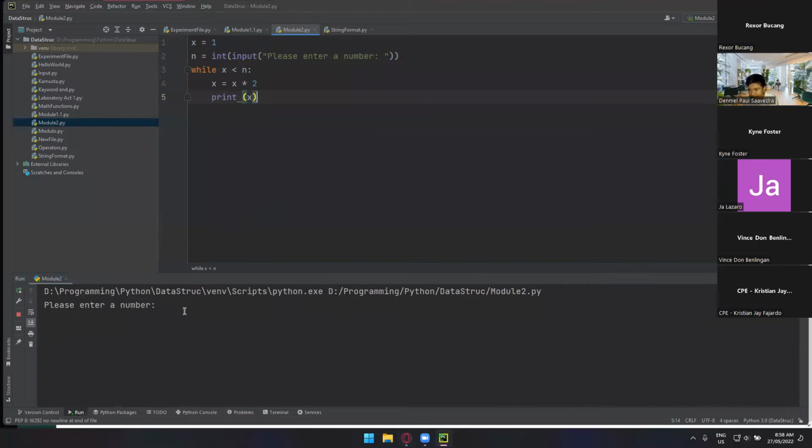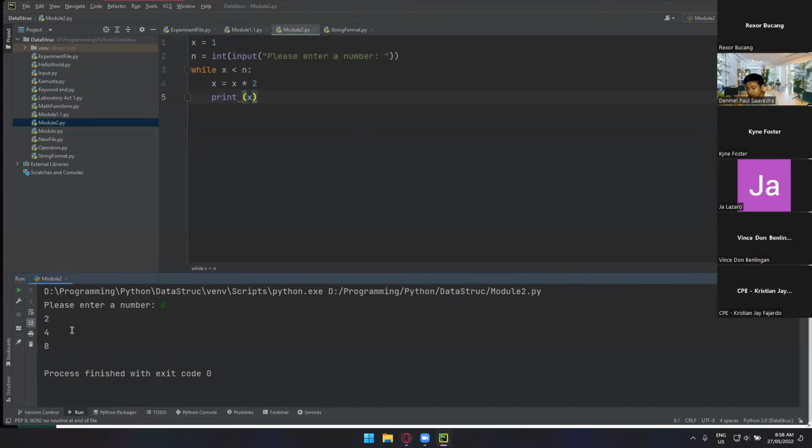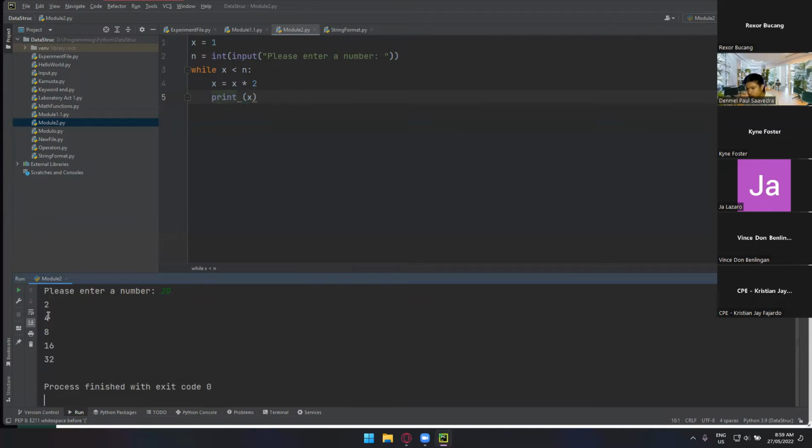So in here, it will ask you for a specific number. Let's follow this one for now. Let's say if n is 8, the algorithm performs 3 times. So in here, it will perform 2, 4, and then 8. So we have 3 loops if we have a value of 8. Now, what if we have a value of, let's say, 20? So in here, it will do 5 times.